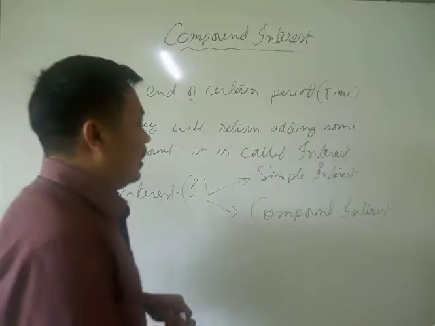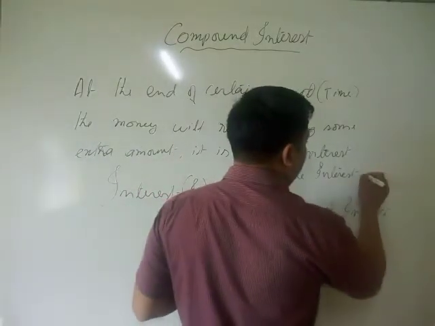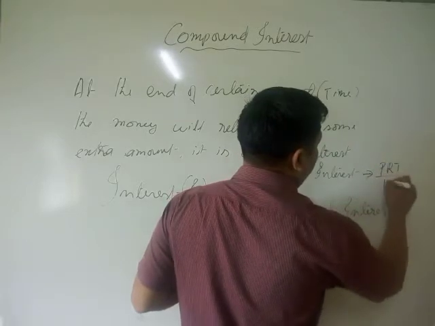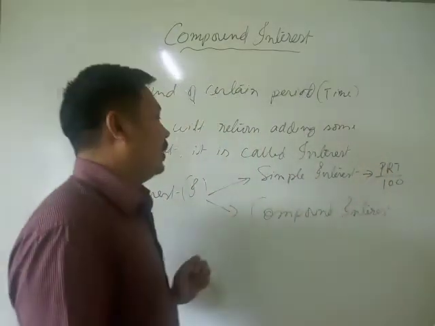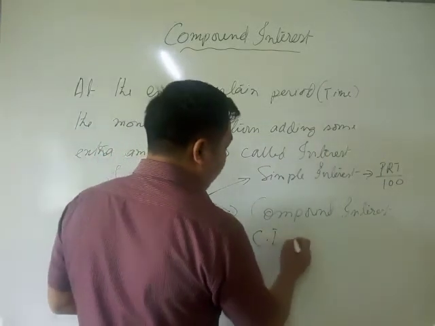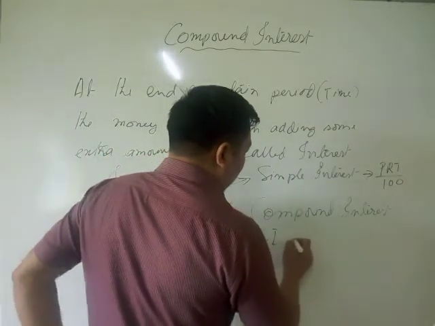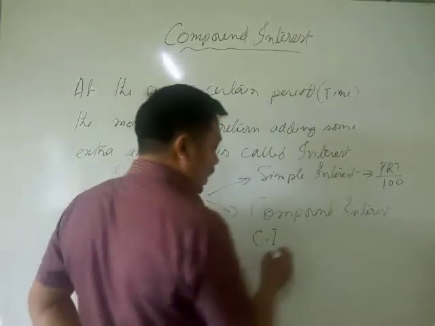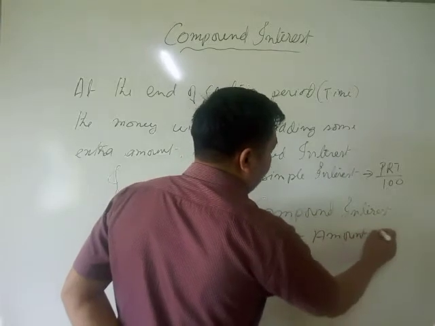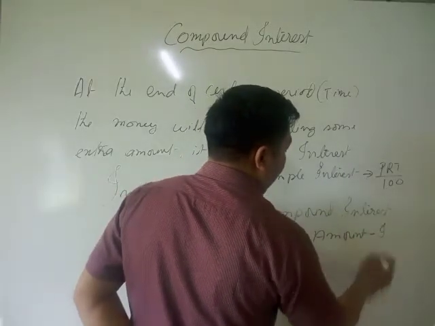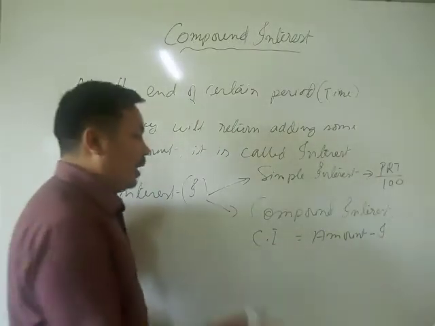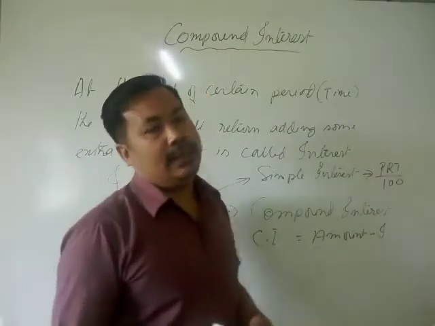The simple interest is simply P R T by 100 to find out. Clear? Simple interest SI. And compound interest CI. To find out the CI, we need the amount. CI will be the amount minus the principal. So we have to find out the amount, and we will get the interest here.